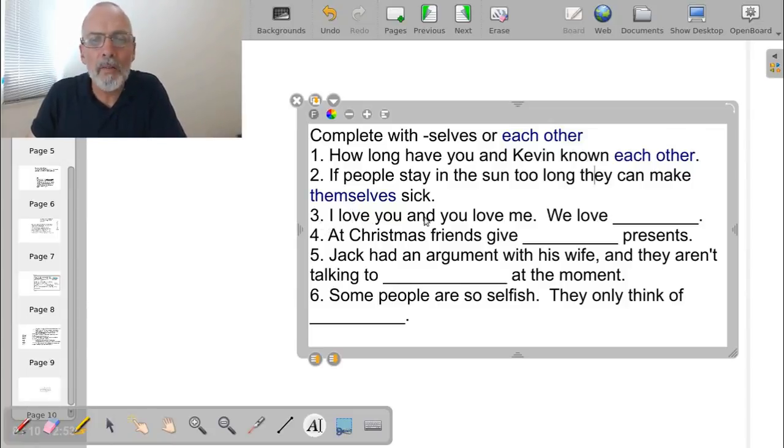Number 3, I love you and you love me. We love each other. Very good. If two people love each other, one says I love you and you love me, we love each other. It's a reciprocal action. We love each other.